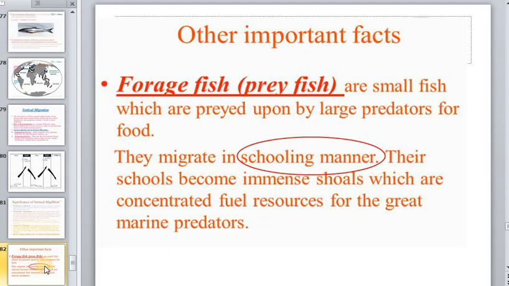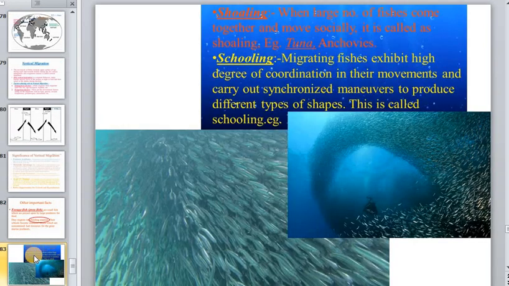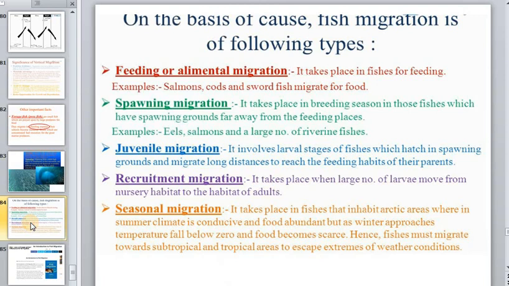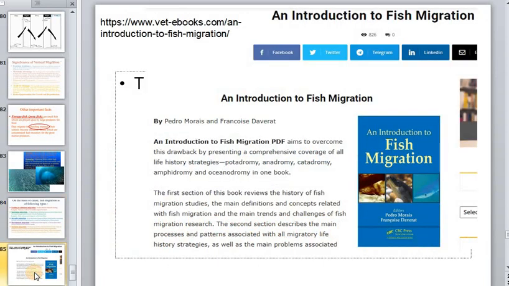If you remember other important facts, in the schooling manner, because today we talk about the social life of animals, and of course schooling is a social life, a special way. In the basis of case, fish migration is of the following types. And if you want to know more, you can buy this book about introduction to fish migration. Very interesting.